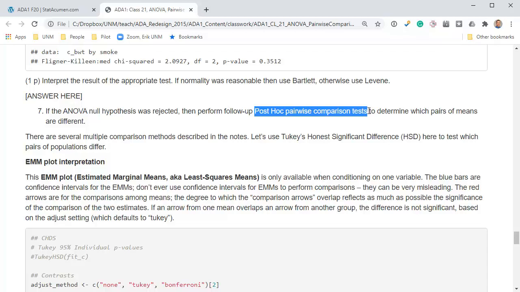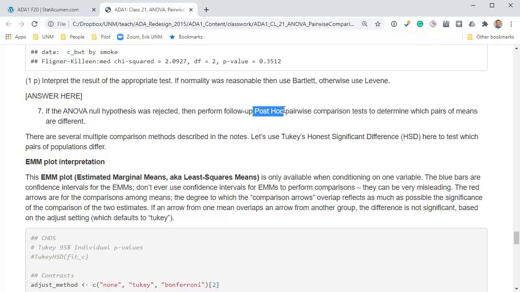Let me pause and say this. In your project, you may test a hypothesis and fail to reject the null, basically concluding that the means are equal across your groups. If that's true, then you're done. Stop. You don't go on to do pairwise comparisons. And you can just say that, I didn't go on to do pairwise comparisons because I didn't reject the null hypothesis. All the means are equal. Okay? But in this case, yes, we do perform these post hoc.